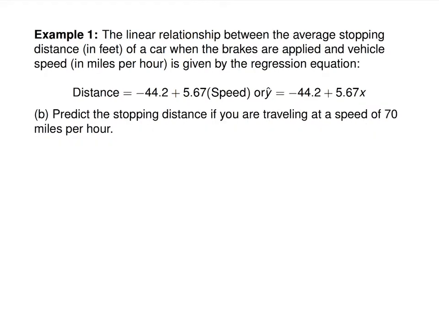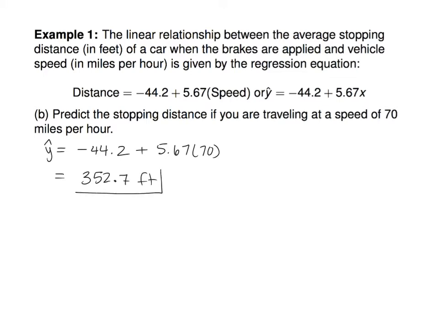So predict the stopping distance if you're traveling at a speed of 70 miles per hour. So y hat will equal minus 44.2 plus 5.67 times 70. So minus 44.2 plus 5.67 times 70 is 352.7 feet.